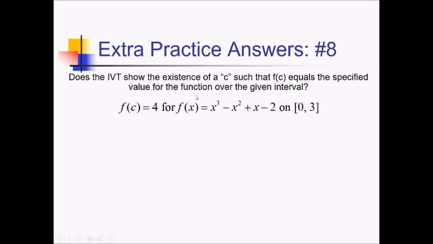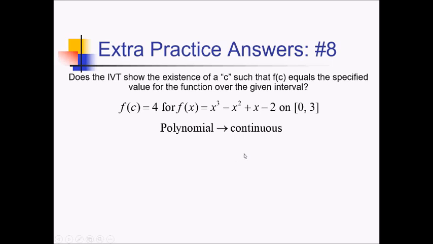On this one, we're asking if the IVT shows the existence of a c value on the interval 0 to 3, such that plugging it in gives us a y value of 4 for this function. So to guarantee anything with the IVT, we need continuity, and we've got it. This is a polynomial, which is known to be continuous. So we're guaranteed that we have to go through every single y value between the starting and ending y values.